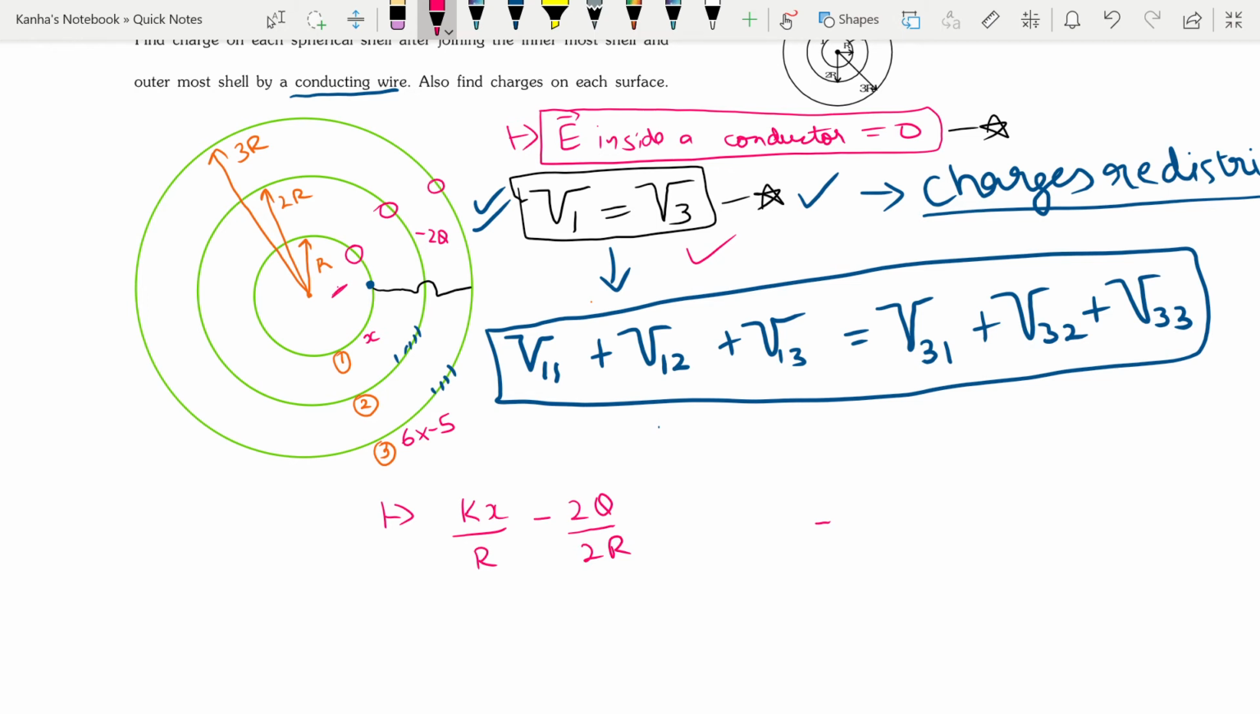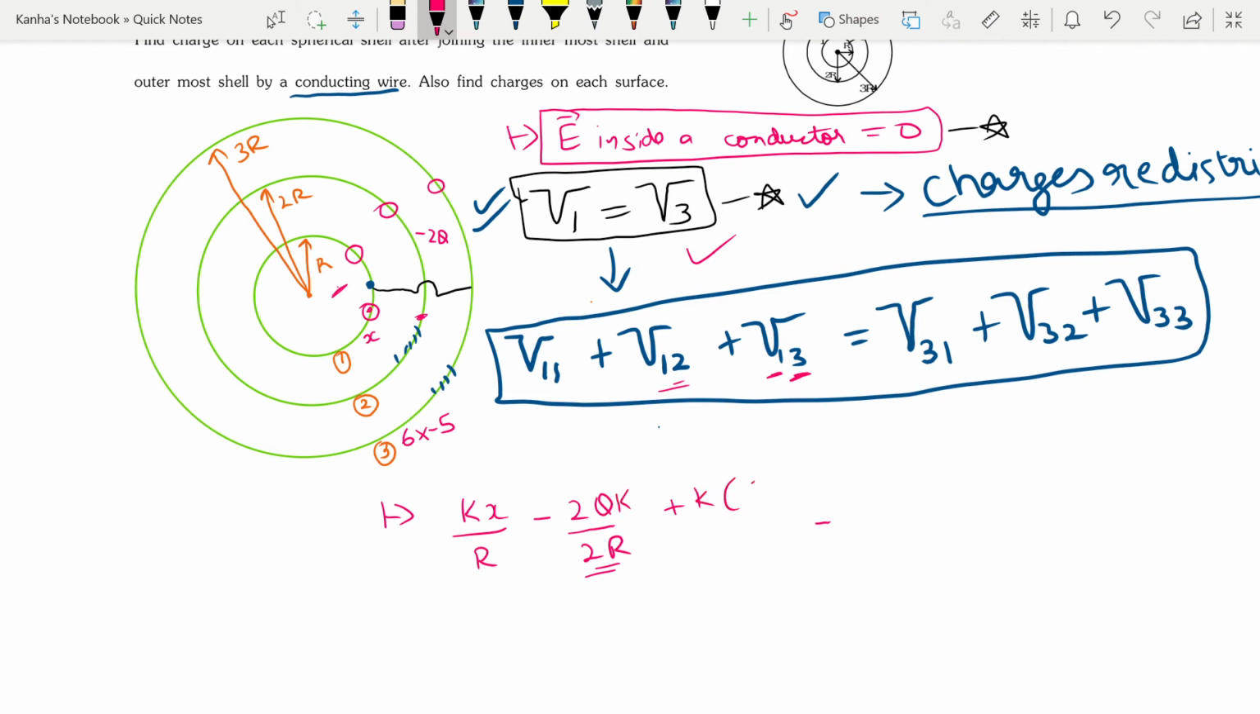Why is it 2r? Because for the second shell, this point on the first shell is inside it. Because it's inside, the electrical field is 0 due to the charges on the second shell, and the potential inside is equal to the potential at the surface. So 2r is the distance of the surface. Similarly for the third shell, the first shell is inside.